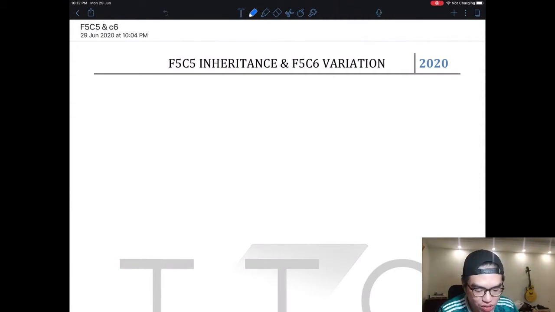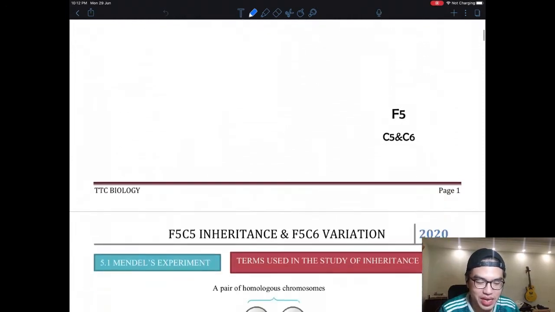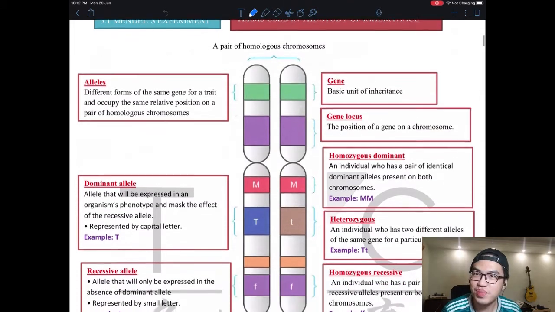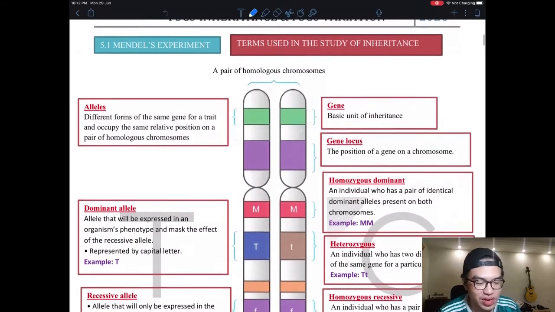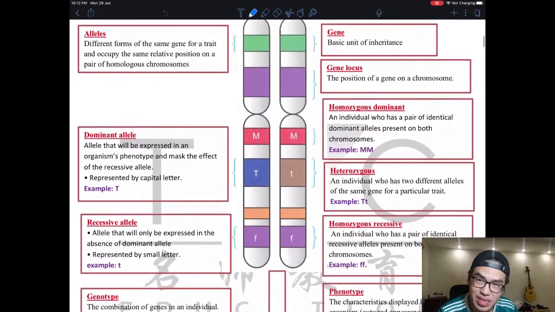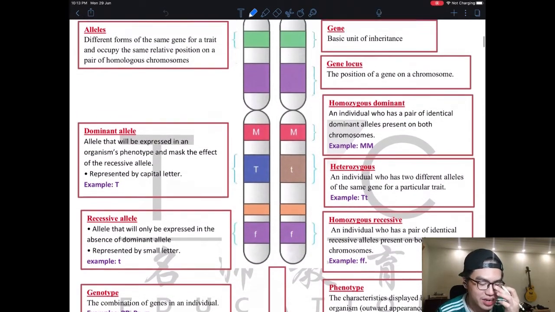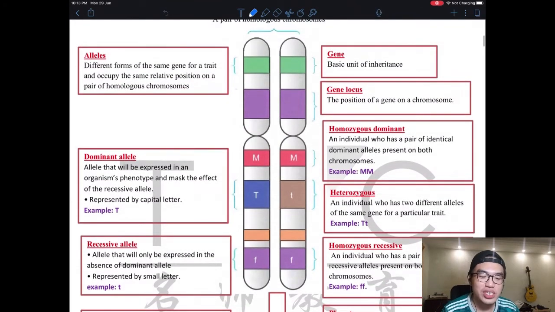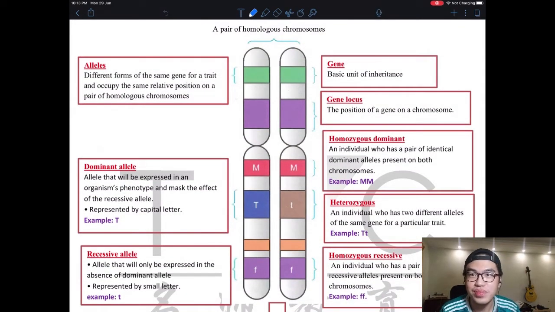All right, so let us begin with Mendel's experiment, 5.1. We'll go into the Mendel experiment later. Let's first understand your chromosome. There are a lot of words here that you should know. It might look very hard, but it's not hard. Just imagine this is your homologous chromosome. What does it mean by homologous chromosome? I'm sure you know this.